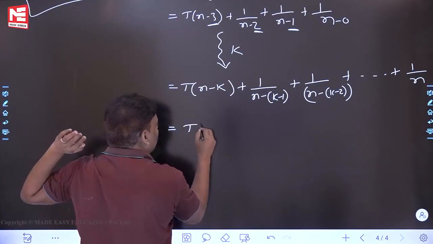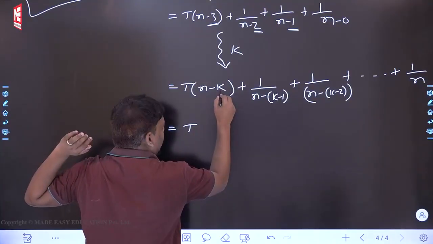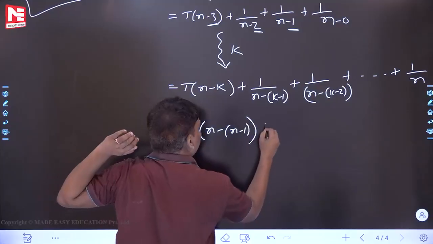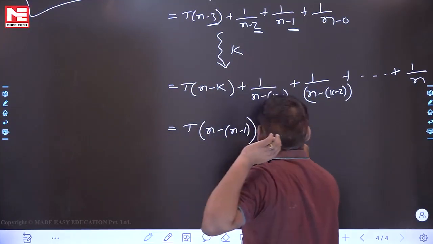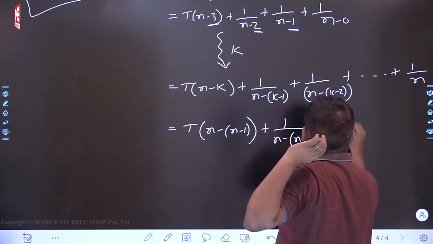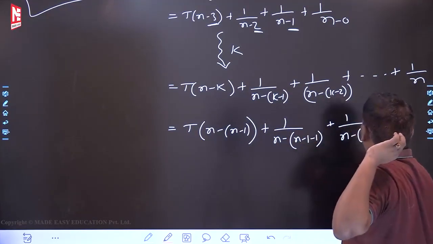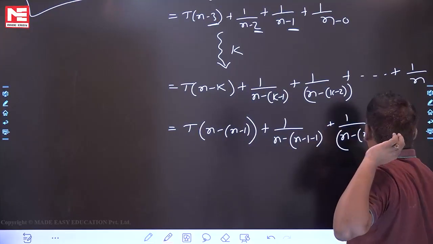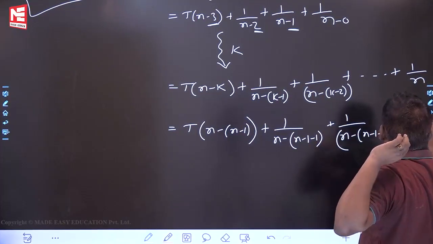This is going to be T of, right? Replace k by n minus 1. This will become n minus of n minus 1. Right? This one become 1 by n minus of n minus 1 minus 1. 1 by n minus of n minus of minus 2. It will continue until lastly 1 by n.